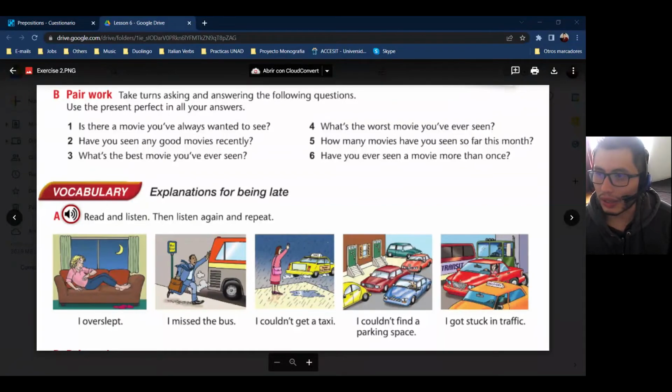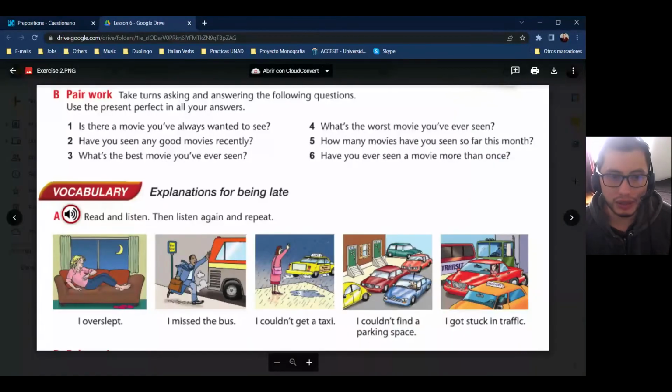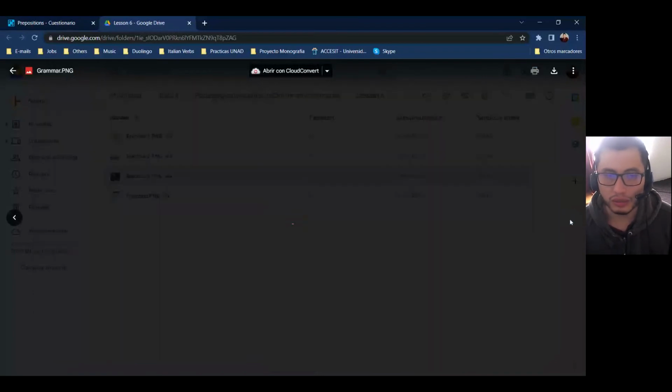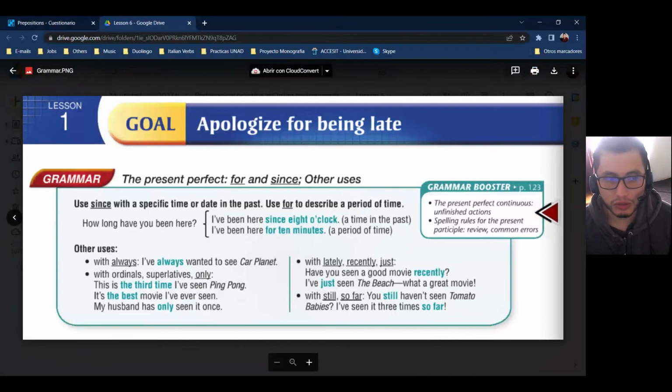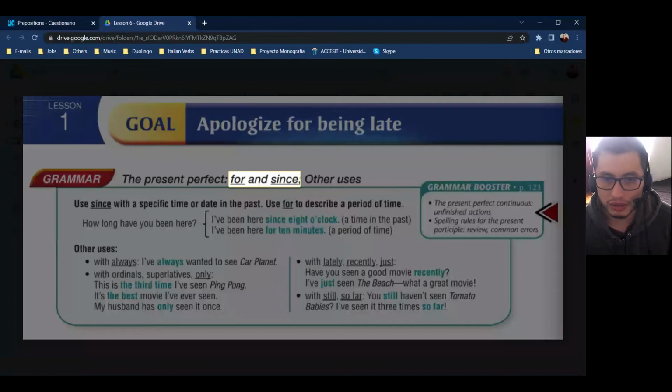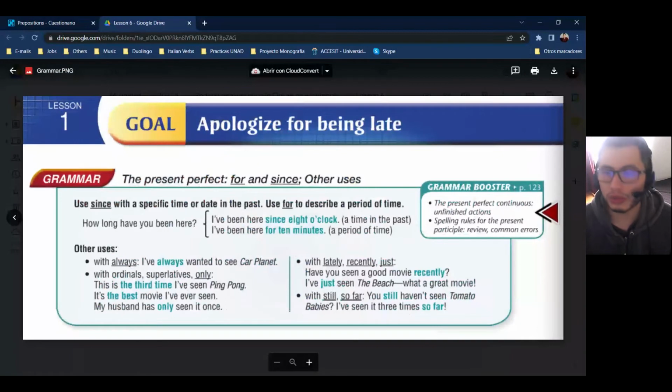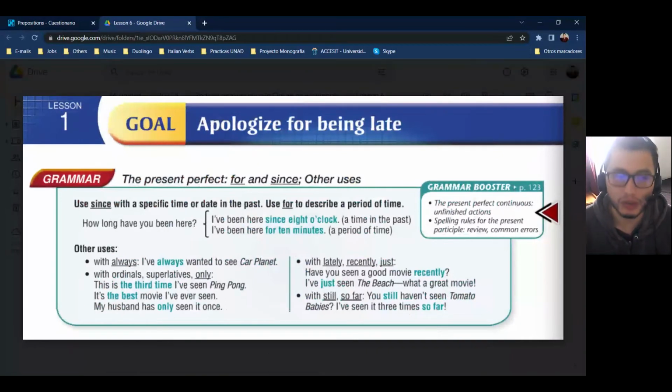Okay. So now, guys, we're going to continue with the class. Now we're going to focus on the main topic of the class in order for you to understand better what this lesson is about. Okay. So let's go with this explanation, and then we go with the exercise. Okay. So here we have our grammar for today: present perfect with the uses of for and since and other uses, right? So we are going to talk about these two prepositions of time that are very important when you talk about the present, right?